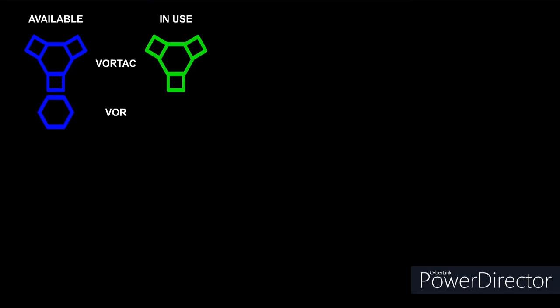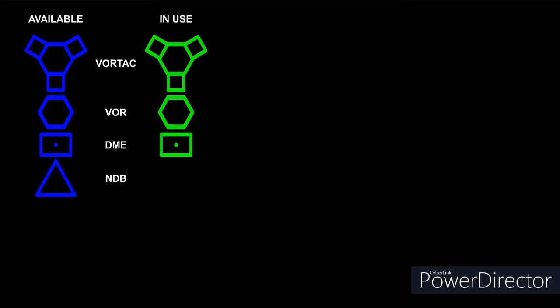A VOR is like this. And here it is when in use. This is a DME. And this is a non-directional beacon, or NDB. An airport is a blue circle. The blue triangle is what Boeing calls an off-route waypoint. It means a known reporting point, usually in the local airway structure, but not one which your route follows.